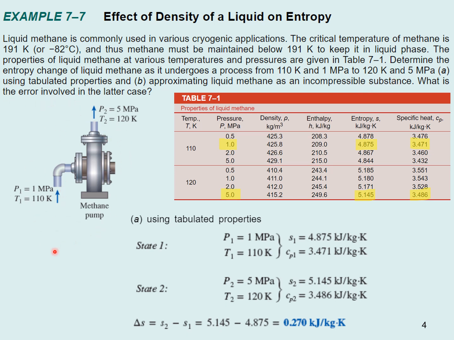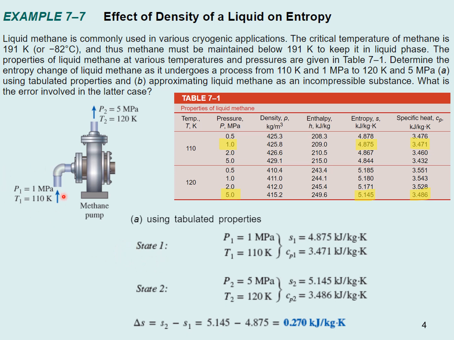The figure here shows what's known as a methane pump. You have methane coming in at the bottom at a pressure of 1 million pascals and 110 Kelvin. The pump acts on it, does work on it, and pumps it out to a higher pressure of 5 million pascals and 120 Kelvin. So with table 7.1, we have those values, and the first thing we need to do is determine the properties at the different states.